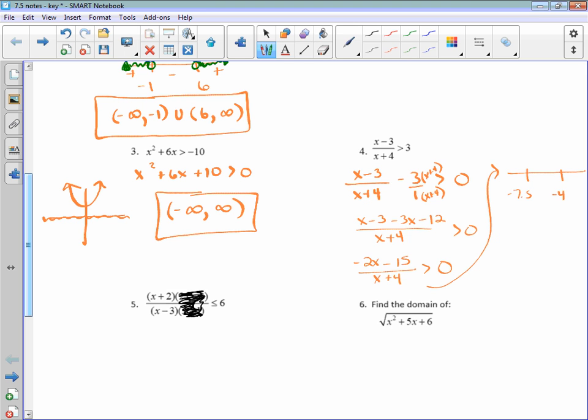Okay. I'm going to start by plugging in 0. That would be on the right side. So if I put the 0 into this numerator, negative 2 times 0 minus 15, do I get a positive or a negative answer? Negative. And then my denominator, if I plug a 0 in, do I get a positive or a negative? Positive. Okay, I've got a fraction here, a negative over a positive. What is that overall? Negative.